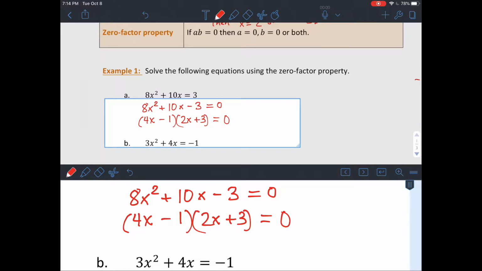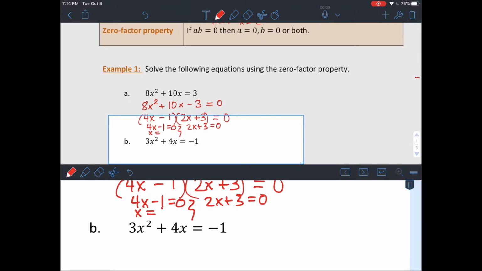So you could take and set 4x minus 1 equal to 0 and 2x plus 3 equal to 0. Solve each one, so you'd have to add 1 and divide by 4 to get 1/4. And then subtract 3 and divide by 2 would get you -3/2. And those are your two solutions to that quadratic equation.